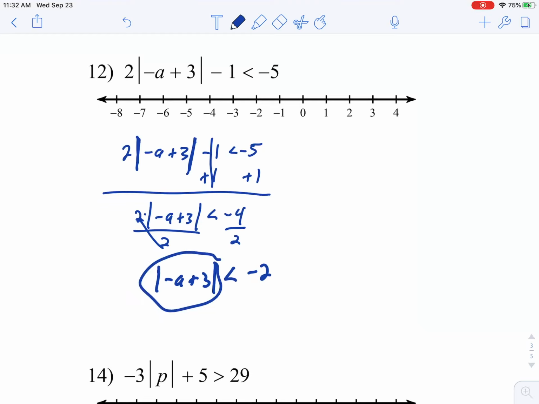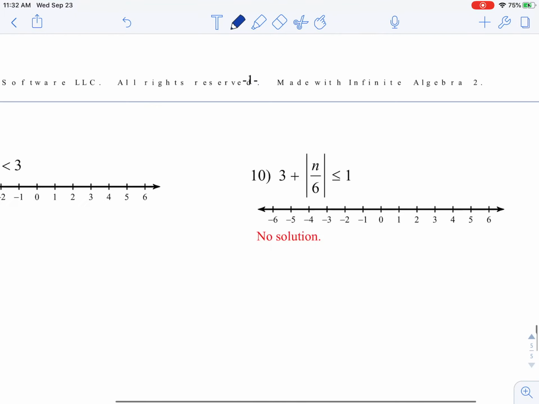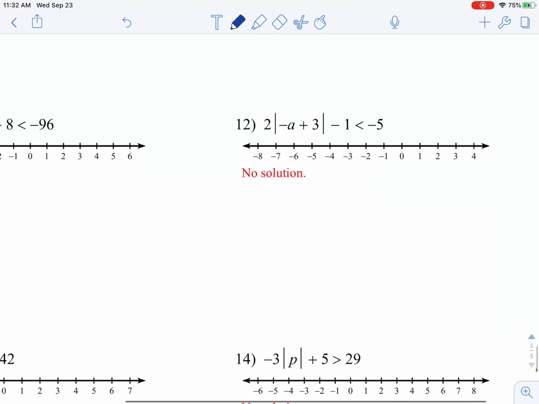Can an absolute value be less than a negative number? Can a positive number be less than a negative number? No, not possible. No solution, no graph. Number 12, let's check. No solution, no graph. There it is.